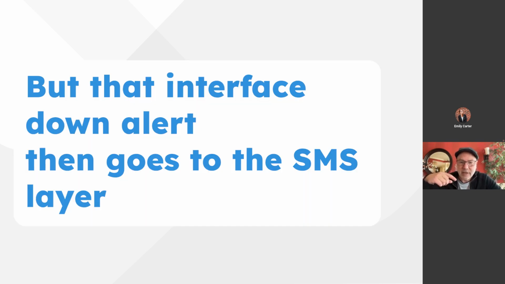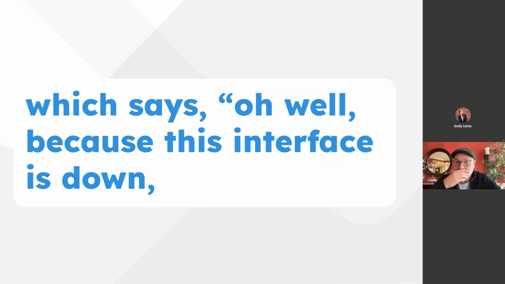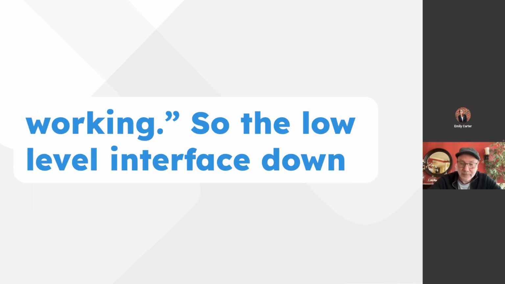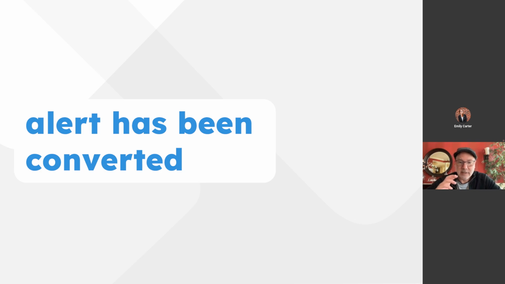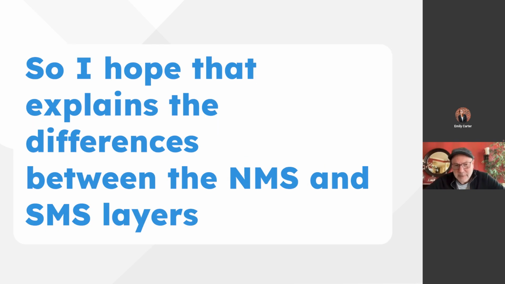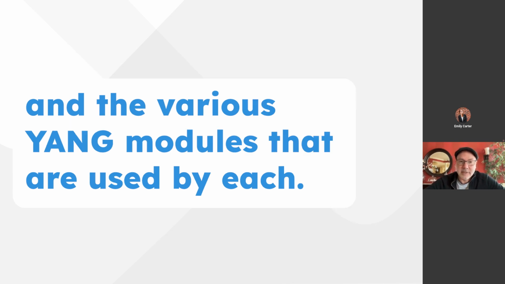But that interface down alert then goes to the SMS layer, which says, oh, well, because this interface is down, it actually means that a particular service is no longer working. So the low-level interface down alert has been converted into a higher level service down alert. So I hope that explains the differences between the NMS and SMS layers and the various Yang modules that are used by each.